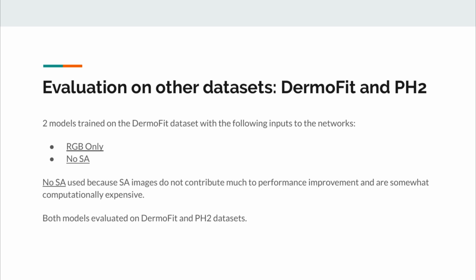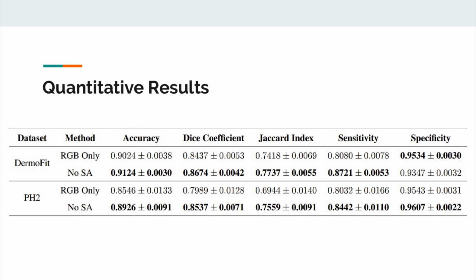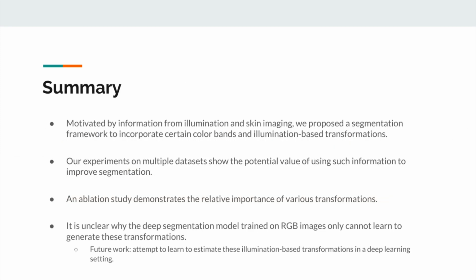We evaluate these 2 models on the Dermofit dataset as well as on the entire PS2 dataset to test the generalizability of the models. The quantitative results show that using the color channels and illumination-based transformations lead to improvements in the lesion segmentation performance. To summarize, in this paper, we propose a deep learning-based skin lesion segmentation approach to incorporate information from certain color channels and illumination-based transformations. We evaluated the proposed approach on 3 datasets, and our results demonstrate the potential value of leveraging such information.